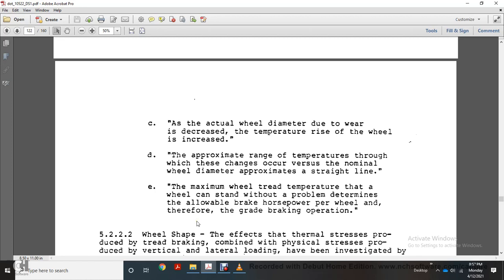The maximum wheel tread temperature that a wheel can stand without problem determines the allowable brake horsepower of the wheel, and therefore the grade braking operation.